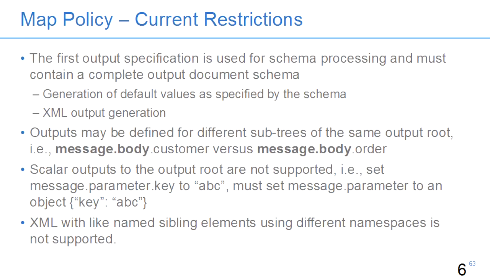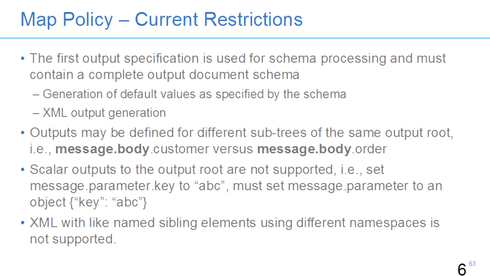So the outputs at this point may be defined for different, what we call subtrees. We've talked about different contexts within API Connect, message.body, for example. But you can also specify message.body.customer, for example, or message.body.order. That is a capability that you can use here, but you still have to rely on the first restriction, that at least the first one has the entire schema, so that the appropriate defaults are generated in the appropriate schema.